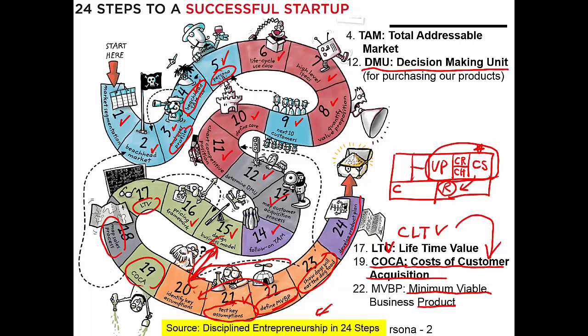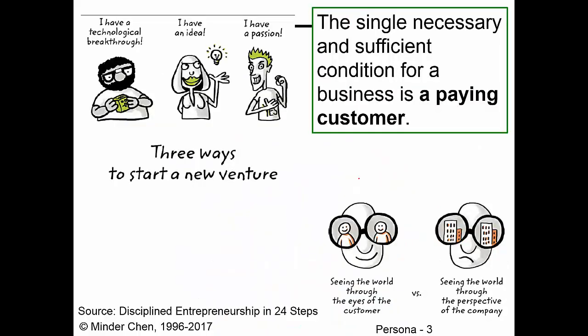Okay, so with these 24 steps, you don't have to go through them step by step in this sequence. You can change the sequencing and sometimes work concurrently on several steps, but it breaks down some of the steps that you have to work on when you start your business. So it's a very good approach for us to refer to.